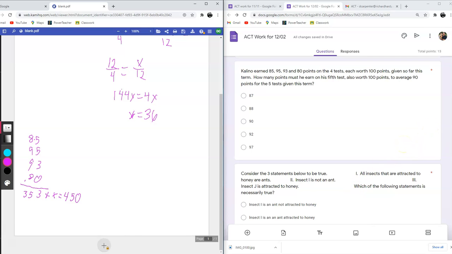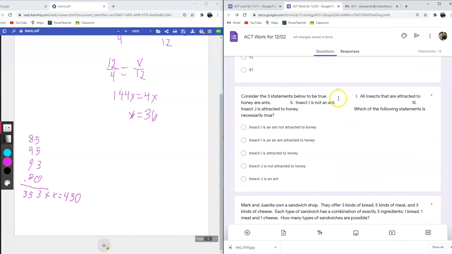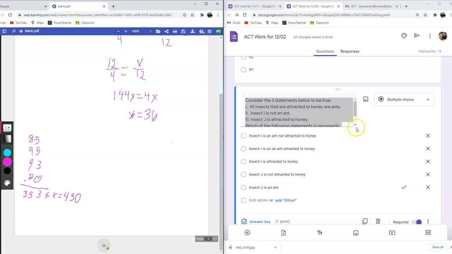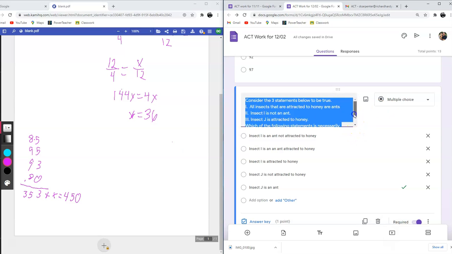Okay, this next question is a logic question, and I hope that it is formatted the way that it's intended to be formatted. Okay, and so it should be formatted like this. Which of the following is to be true? All insects that are attracted to honey are ants. Insect I is not an ant. And then part 3, insect J is attracted to honey.